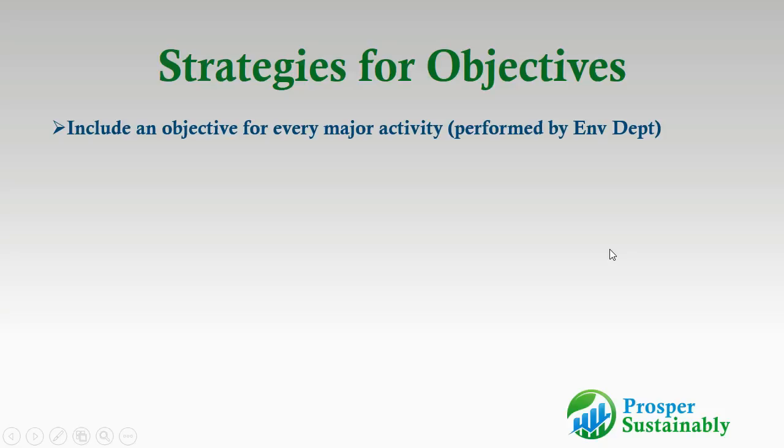Okay, so I encourage you when you're developing your ETEP strategic work plan to include an objective for every major activity that you are doing that's performed, at a minimum, by the environmental department, the environmental office, and definitely the programs that are covered. But you may also include non-EPA or non-environmental activities. It really depends on the scope of your ETEP.